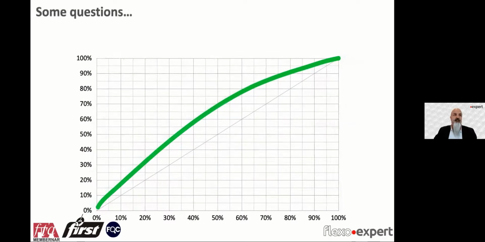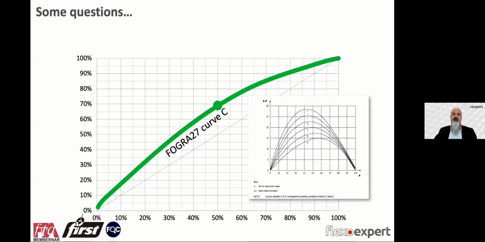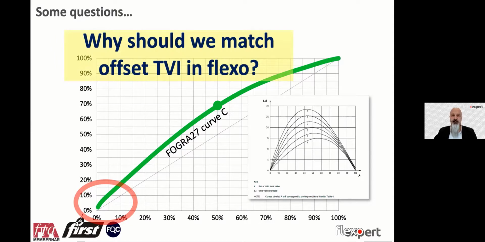That curve was actually derived from the curve C of FOGRA 27 characterization. Yes, we are talking of legacy characteristics related to offset printing onto paper substrate with offset plates, offset inks. This curve was adapted to flexography by adding a little bump in the highlights to accommodate for flexo typical behavior in those areas. Yeah, okay, but why should we match offset TVI in flexo?